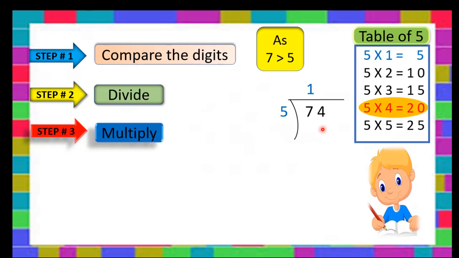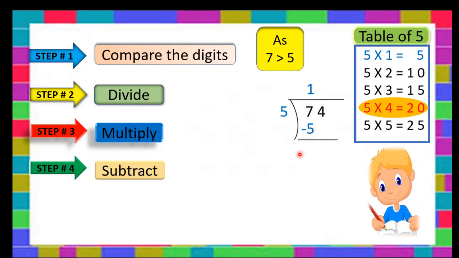In the third step we have to multiply 5 by 1. Then we will get 5 ones are 5. We will write 5 under 7 in the tens column. Then in the fourth step we have to subtract. We will subtract 5 from 7. Then we will get 2 and write 2 in the tens column.